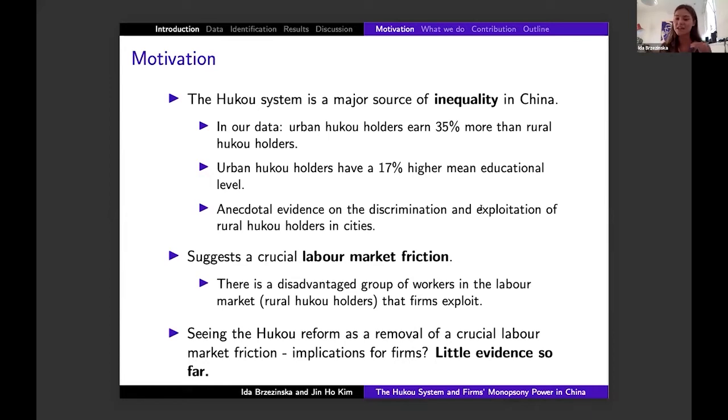So we have this disadvantaged group of workers in the labor market. Specifically, they are the rural Hukou holders that have migrated into cities but are still registered in the rural areas and therefore cannot access any of the social safety nets and cannot protect themselves against employers. And so firms exploit that. And so we're trying to see the Hukou reform as a removal of that crucial labor market friction. And we're trying to ask what happens to firms, what are the implications for firm behavior? And there is very little evidence on that so far.